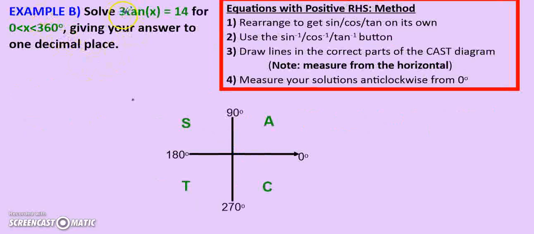Okay, next up, 3 tan x equals 14, and the same interval, 0 to 360. Rearrange to get sine, cos, tan on its own. Well, that's really important here, because tan x isn't on its own, so we have to rearrange that a bit. What we want to do is divide by 3. So to get just tan x on the left, which is what we want, we have to divide both sides by 3, which means we get 14 over 3.